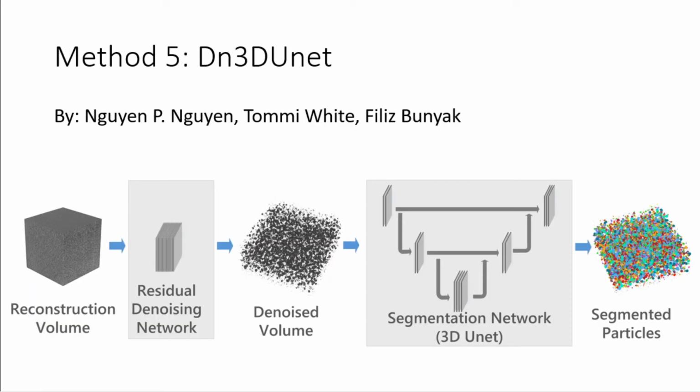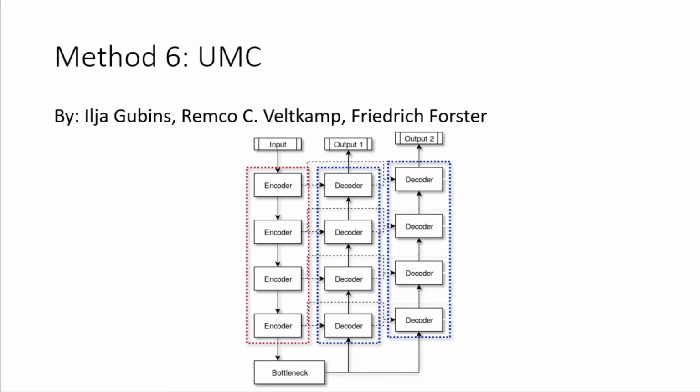The N3D UNet approach is comprised of 2 models. First model is denoising the initial reconstruction, while the second is doing the actual segmentation. Denoising is done with the denoising convolutional neural network, while the segmentation is done with the UNet. Method number 6 is UMC. UMC extends UNet to produce multiple outputs. For SHREC benchmark, the trained models produced denoised reconstruction and semantic segmentation with 1 forward pass.